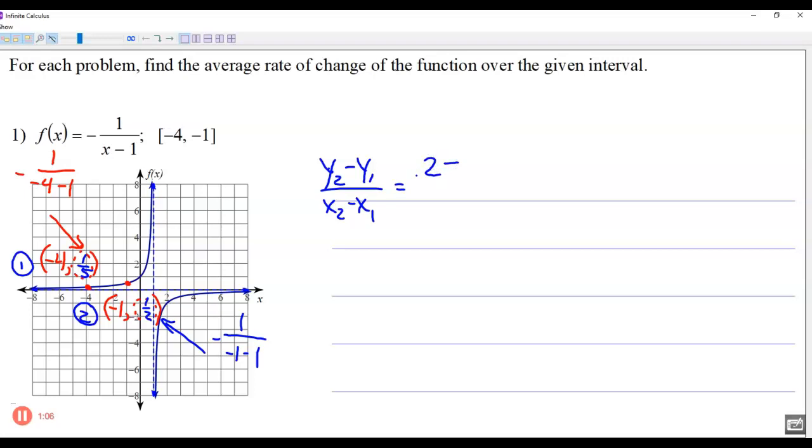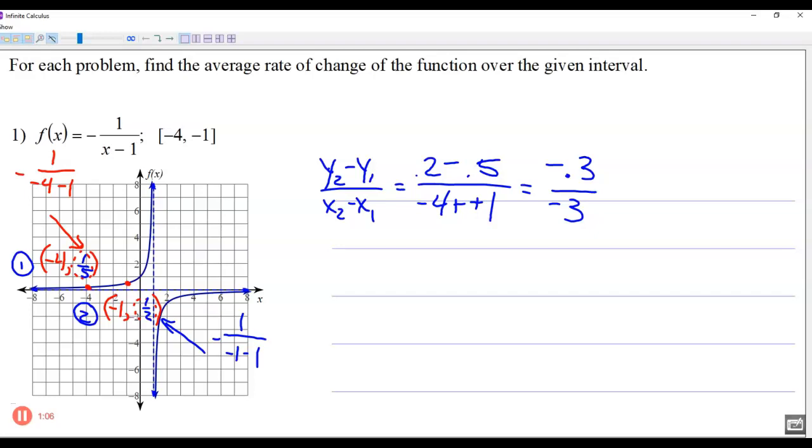I'd rather work in decimals. Minus y1, 0.5, -4, minus -1, -0.3 over -3. That is not an incorrect answer. That's totally fine. It's just kind of weird to leave the decimal in there.